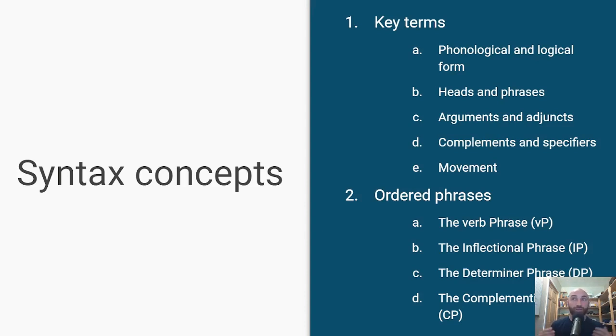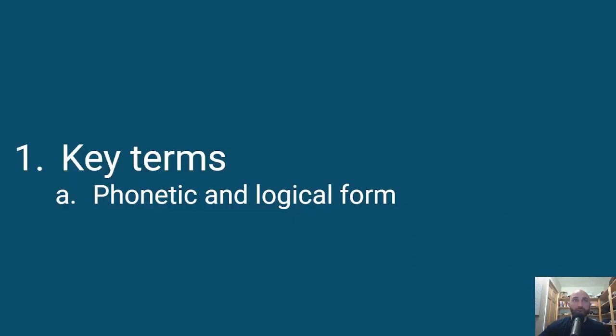So we're going to look at the verb phrase, and that's a little v plus phrase. And that is a crucial distinction we'll discuss later. Next, we'll look at the inflectional phrase, or IP. Then we'll look at the determiner phrase, or DP. And finally, we'll look at the complementizer phrase, or CP. So we will begin with talking about phonetic and logical form.